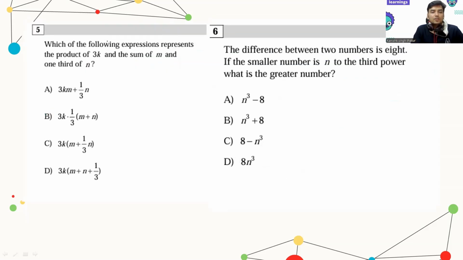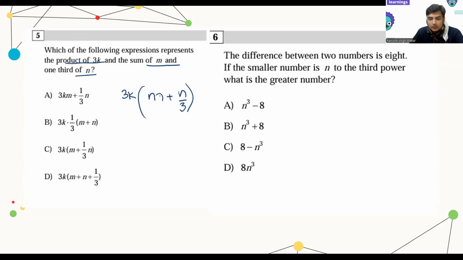Which of the following expressions represents the product of 3k and the sum of m and 1/3 of n? First of all, the sum of m and 1/3 of n is m added to n over 3, right? I have to multiply this by 3k. So 3k times (m plus n over 3), isn't it? So this would be your answer.